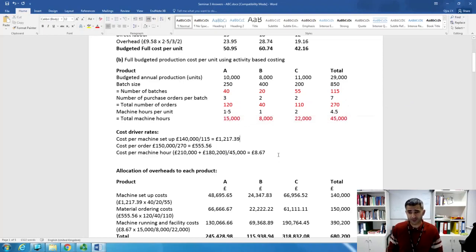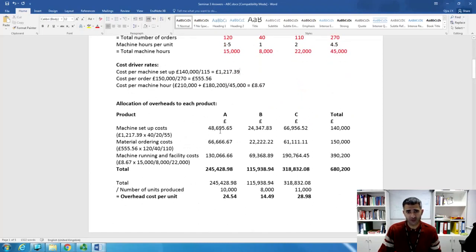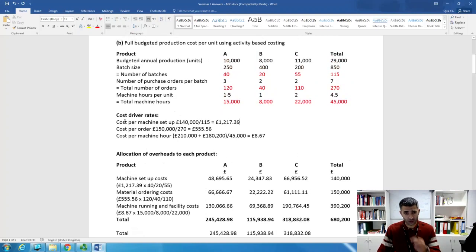So once you've managed to find out the number of batches and number of orders and number of machine hours, in this case you should be able to go to step 4 and absorb or allocate the overheads of each product. And if you remember, actually before this we need to calculate the OER. Yes, we haven't done OER. Yes, that's right. Okay, let's do the OER or the cost driver rate.